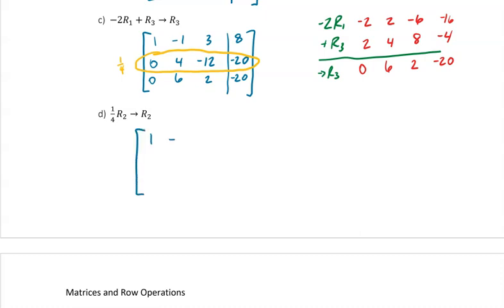So we're going to get 1, negative 1, 3, 8, because we're not messing with row 1 at all. For row 2, 0 times a fourth is 0. 4 times a fourth is 1. Negative 12 times a fourth is negative 3. And negative 20 times a fourth is negative 5. Then we're going to write row 3 just like we had it again. So 0, 6, 2, negative 20. And then we're done with this example of trying to go through and do a few of them in a row.